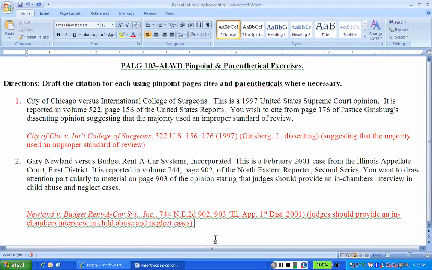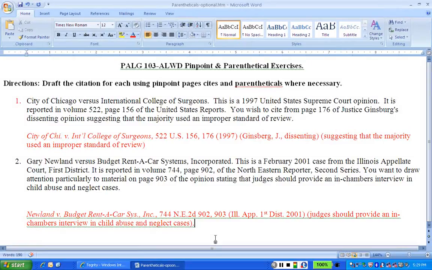If you listen to the shepherdizing lesson, then you know there are various symbols used in Lexis to indicate the status of a case. An example is the yellow triangle, which indicates possible negative treatment of a case. You could use a parenthetical to alert the reader of this status. If you elected to use a parenthetical for a case with a red stop sign, which indicates negative treatment, sometimes referred to as bad law, then you should use a footnote to explain why the case is still good law for the point of law you are using.